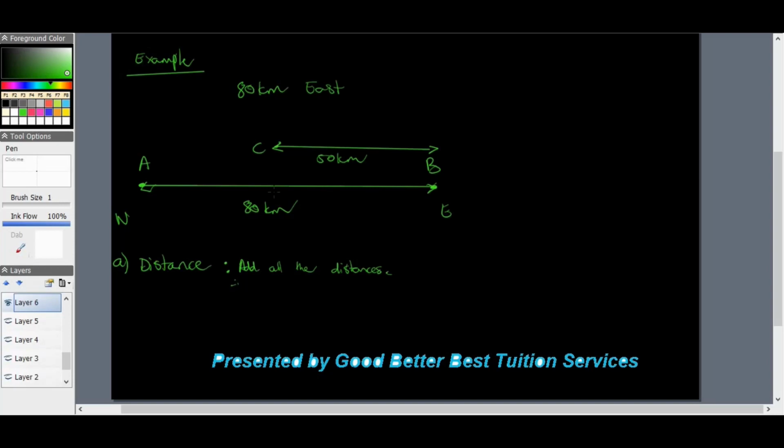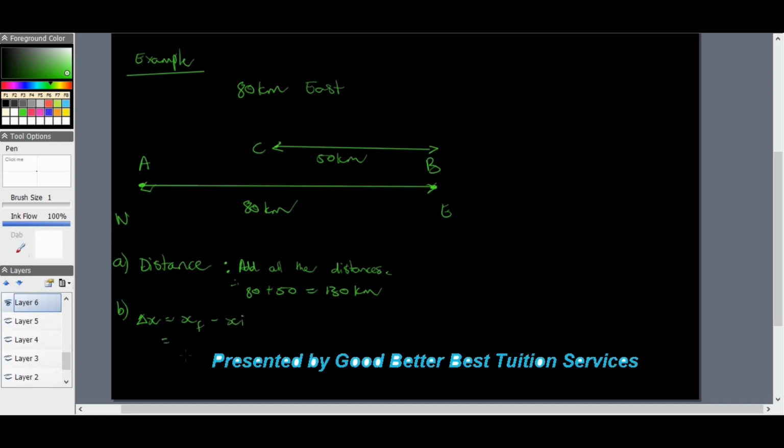Okay, so let's try that. I've got 80 plus 50, which gives me a total of 130 kilometers traveled. That's just distance, right? Now distance is pretty easy. But now what happens if I ask, now I want to know what is the final displacement. Now I'm looking for delta x, which we know is the final position minus the initial position.